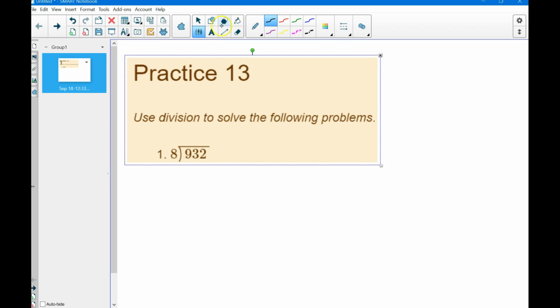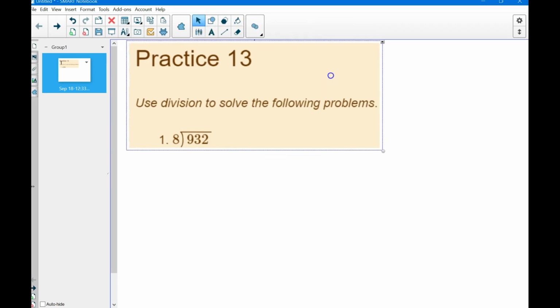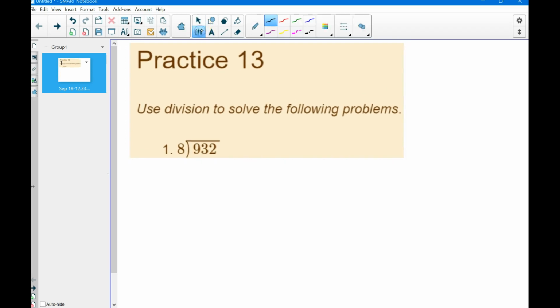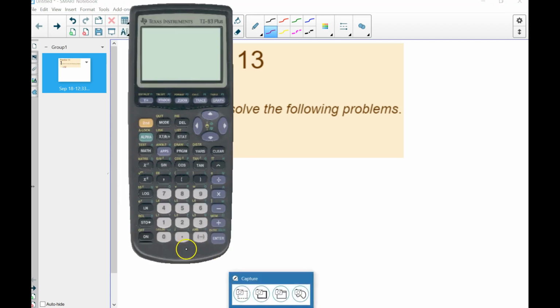Alright, so I'm going to take that and complete that question. You see there's two pieces I have to worry about. First of all, the piece in front right here, the 8, and the number in here. If I were going to read that out so that it makes sense in words, it would be 932 divided by 8. So if we were putting that in our calculator, you put it in like this, in this order.